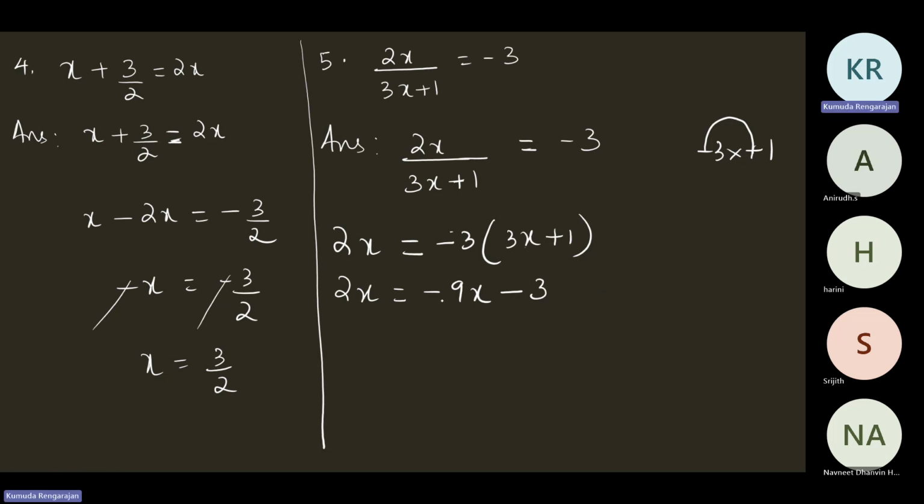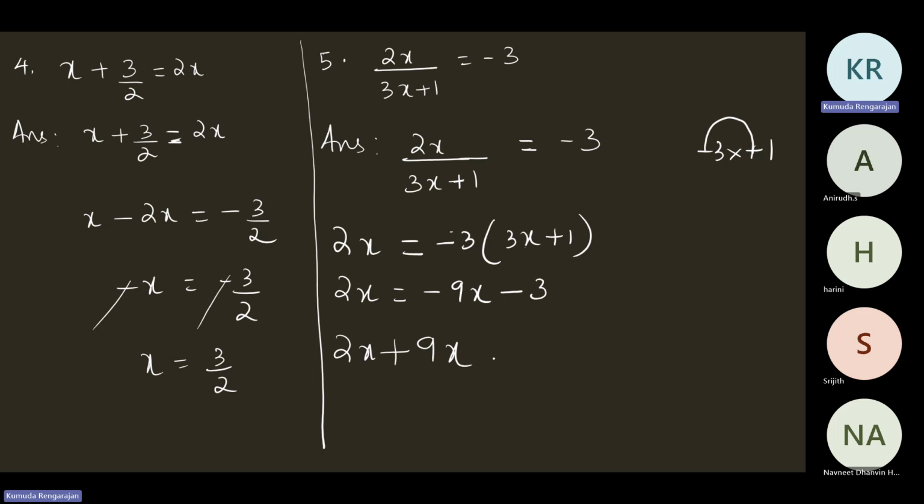The x terms, have them on one side. So write 2x as it is on the left hand side, minus 9x. It's on the right hand side, so it will travel to the left hand side. So minus 9x will become plus 9x.